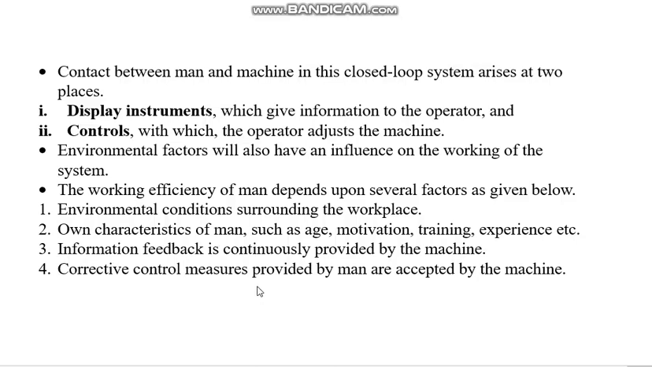Then corrective control measures are provided by man, and that is accepted by the machine. It should accept. Suppose your brakes fail and the machine does not respond, then the working efficiency of man cannot be seen in that case. So these are the various factors on which the efficiency of the worker depends.